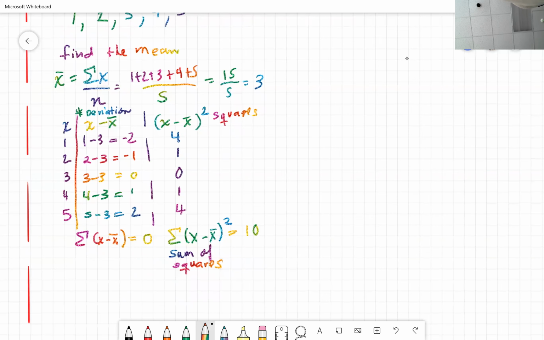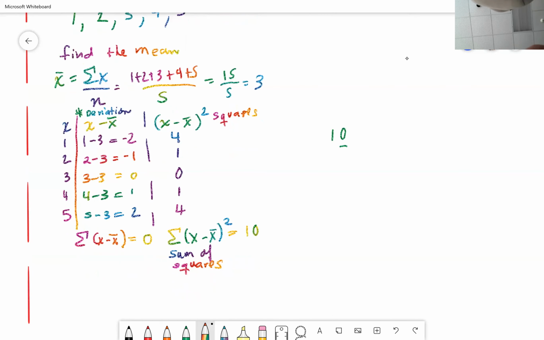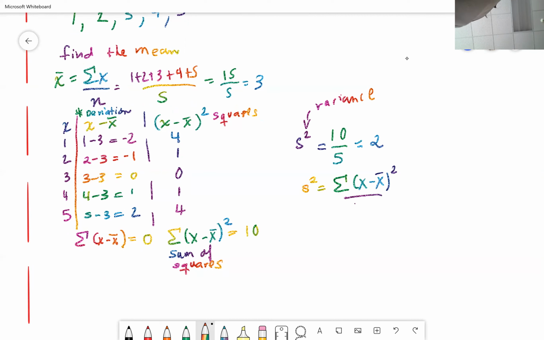So now we can take our 10 and divide it by 5. We get 2. This is called our variance. In other words, our variance is the sum of our squared deviations, our sum of squares, divided by n. Now, in this book, they don't make a distinction between a population and a sample that I can tell. So we'll just leave it at that.